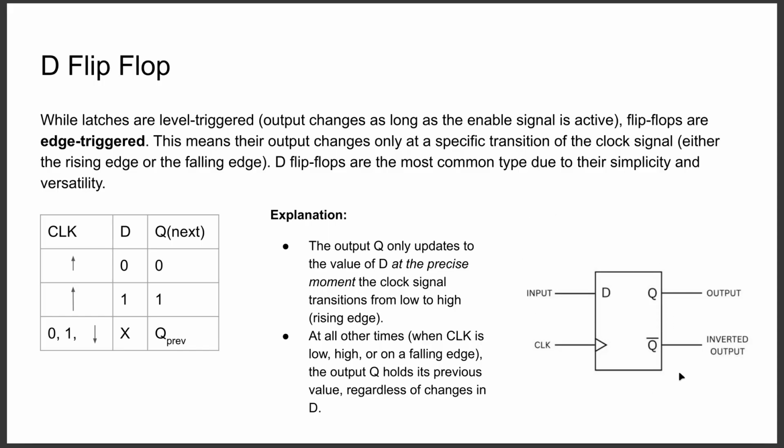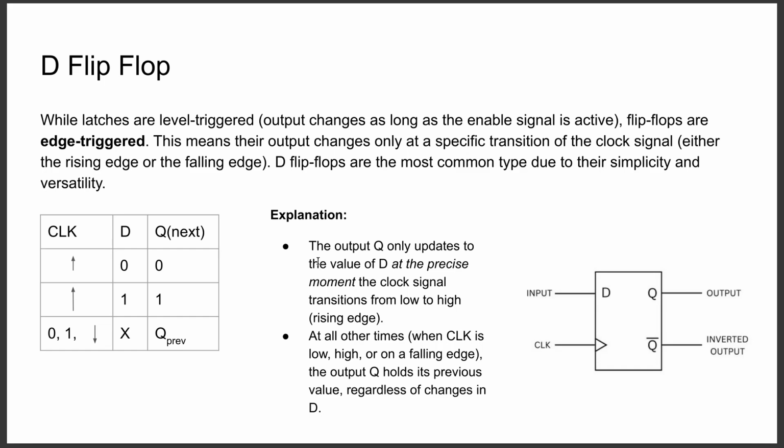So this is what a D flip-flop looks like. On the rising edge of the clock, when D is 0, Q is 0. On the rising edge of the clock, if D is 1, Q is 1. And on the falling edge of the clock, represented by this down arrow, it doesn't matter what D is, and Q will just be the previous Q.